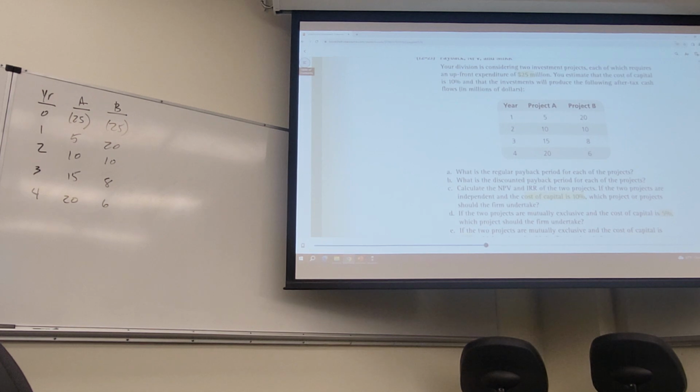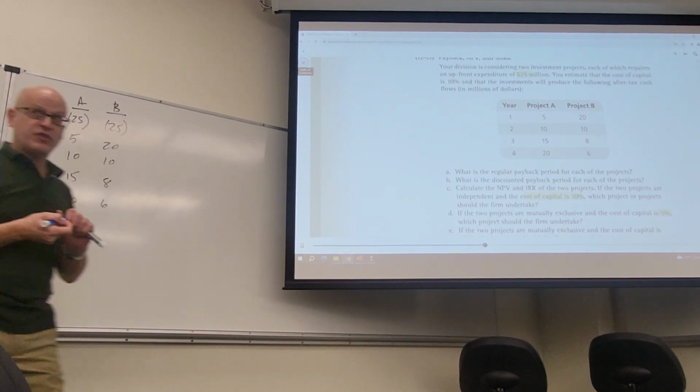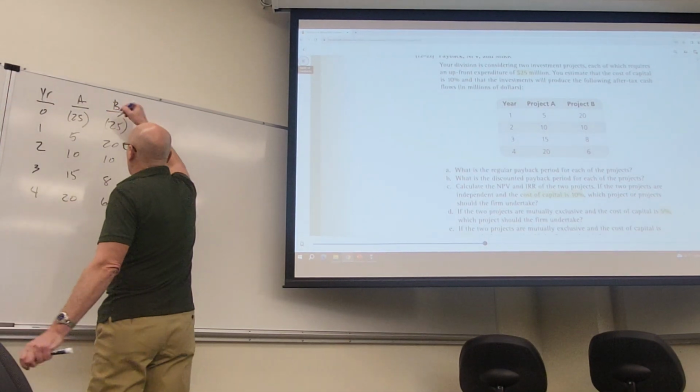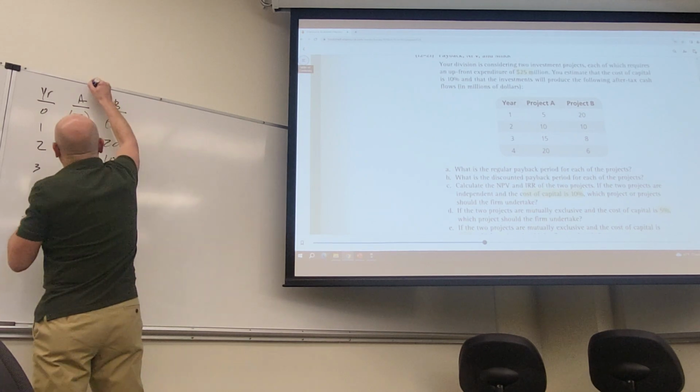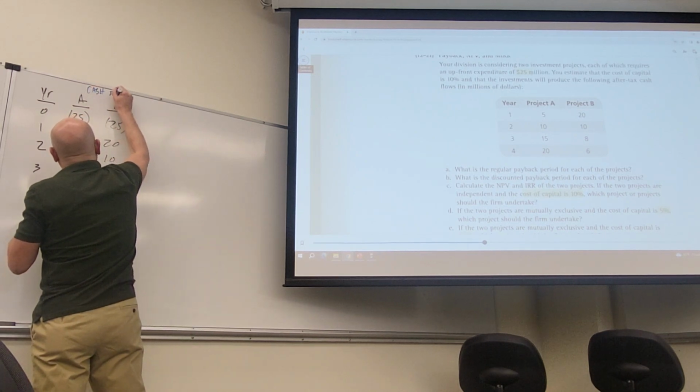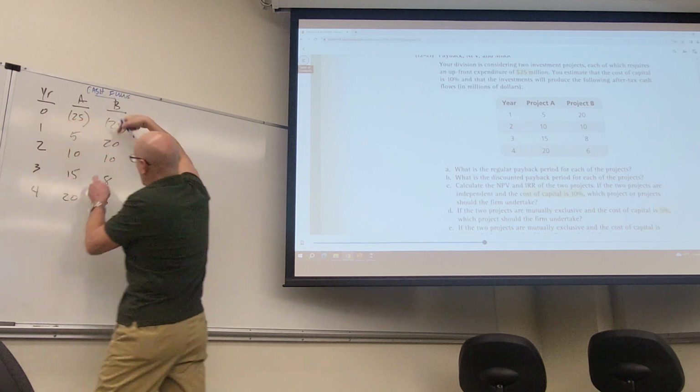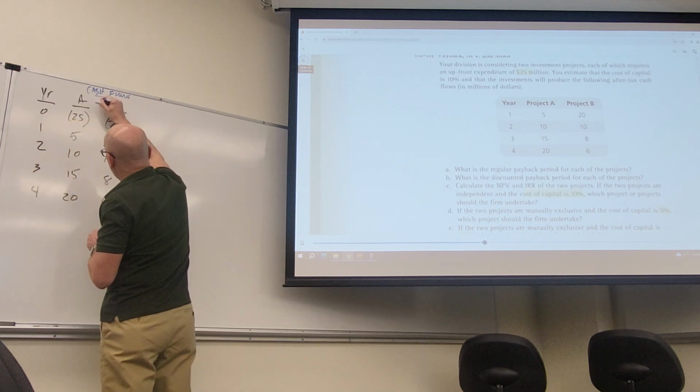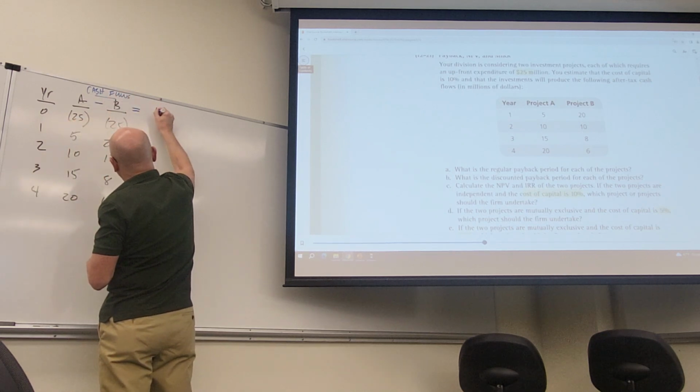So here's what I want to do. I'm going to create a third set of cash flows. These are the cash flows for A, and these are the cash flows for B. I'm going to create a new column. I'm going to put a triangle for difference.